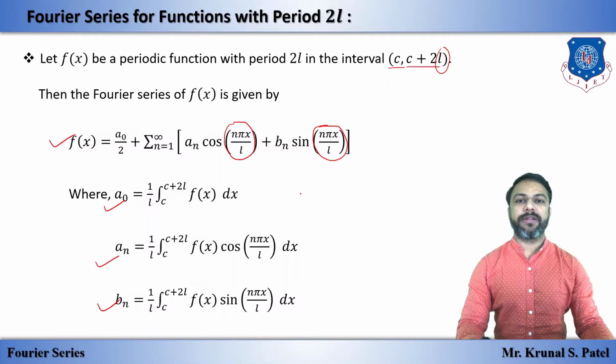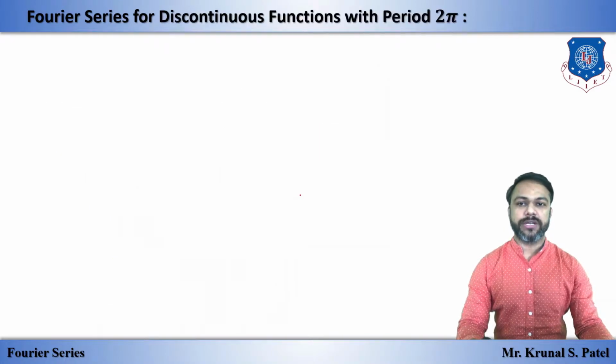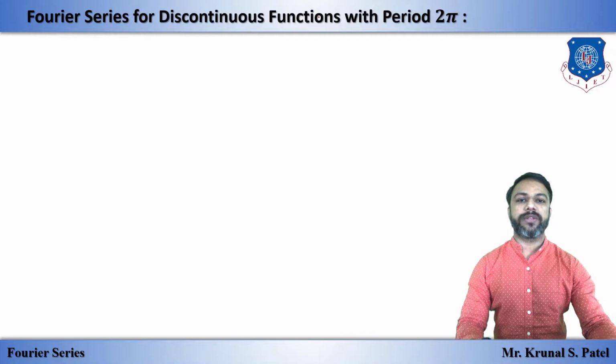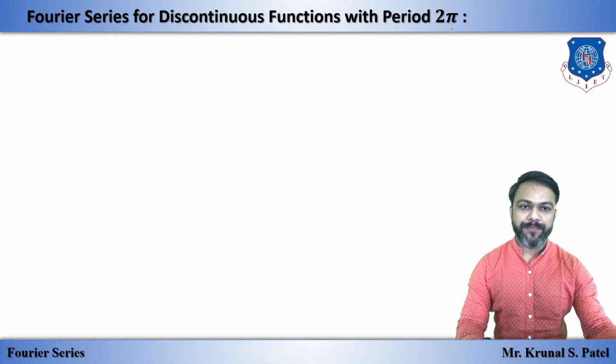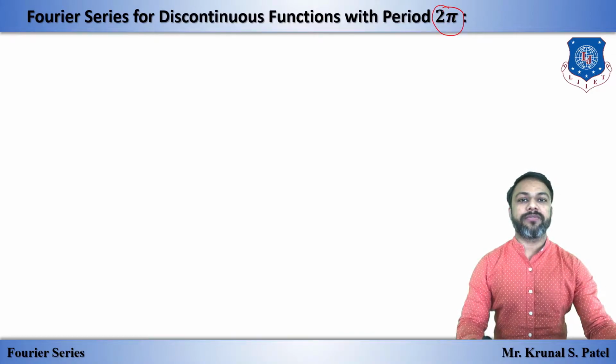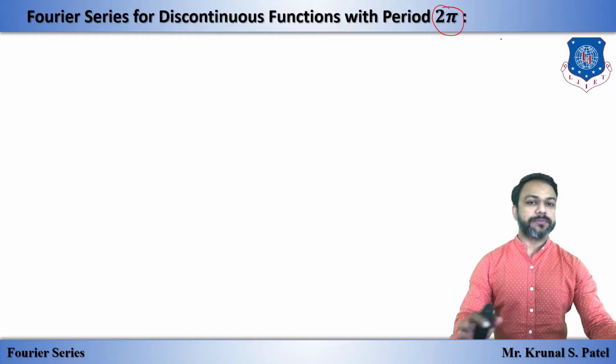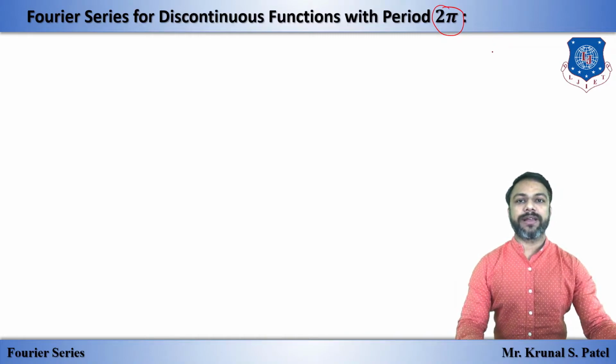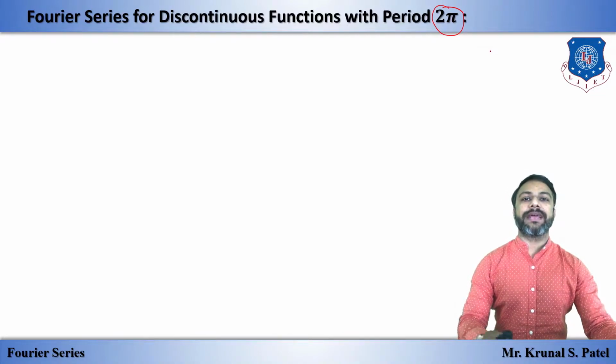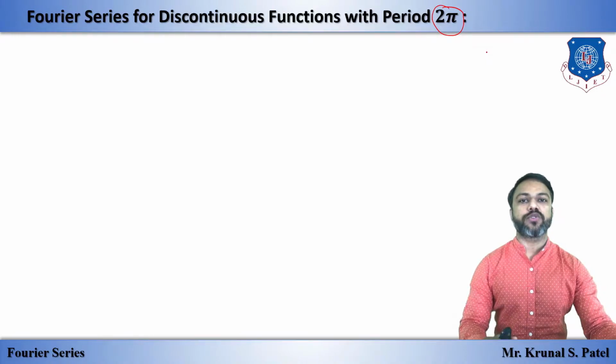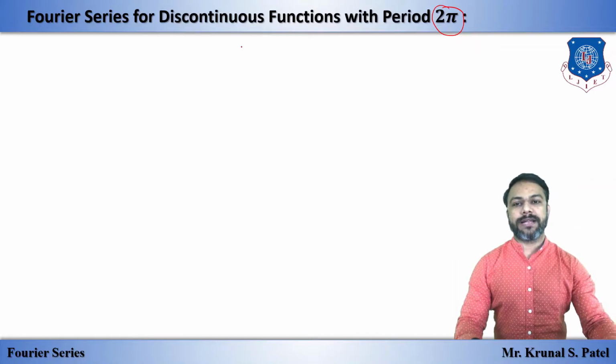But before that we will discuss the discontinuous function. So the Fourier series for a discontinuous function with period 2 pi. Period 2 pi means we have the formula with period 2l, so 2l is equal to 2 pi, so l is equal to pi. Again in this lecture l is pi and therefore the angle will be n pi x by l, that means pi cancels and the angle will be nx. So let's start and understand this discontinuous function.